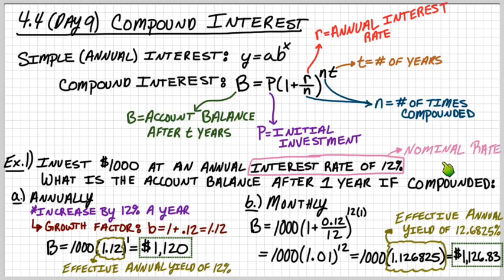And when you think of nominal, I'm going to give you a cue to remember that. That means in name only. So when you're going to invest money or take out a loan, the nominal rate is just the interest rate that's in the name only. So yeah, it says 12%, but in this case, we effectively earned more than that. This case we didn't because it was only compounded once at 12%. So in this case, the effective annual yield would be the same as the nominal rate. But in part B, the effective rate's actually a little bit higher because it's compounded more.